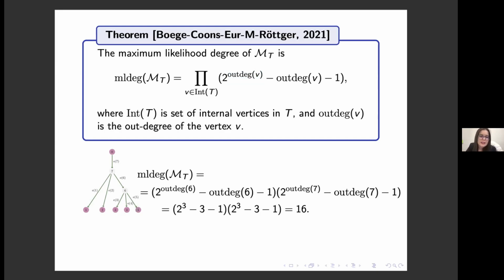For instance, let's take a slightly more complicated tree so we don't have a 1 as a result. So here we have 2 internal nodes, 6 and 7. 6 has 3 edges leaving that node, and 7 has the same situation, so their outer degrees are both 3, and using the formula here we get that the maximum likelihood degree of the model itself is 16. So there are 16 critical points that are competing to be the maximum likelihood estimate.